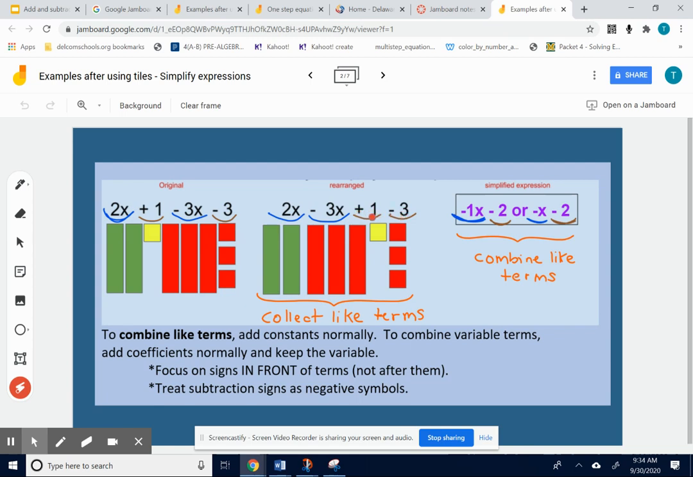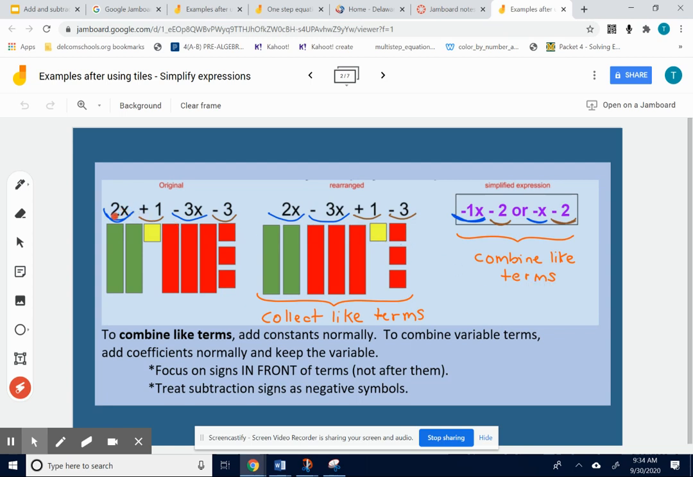Okay, remember the 2x and the negative 3x both have an x on them, and the positive 1 and the negative 3 both are just regular numbers. Okay, and when we simplified those, we combined the like terms. Okay, so I wanted you to get some practice just working with the tiles, but I also wanted you to start to see what exactly is going on.